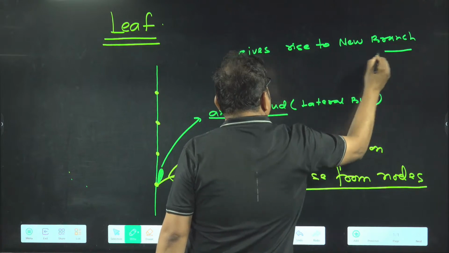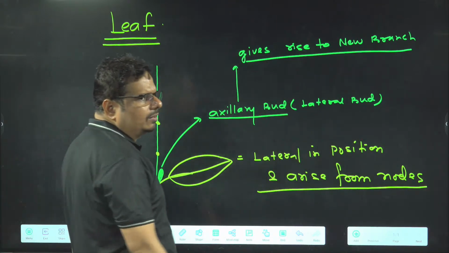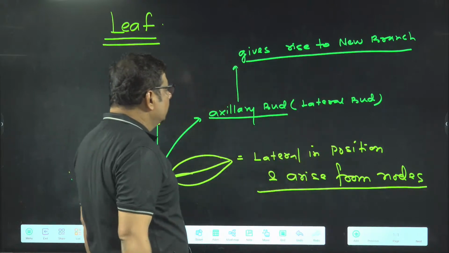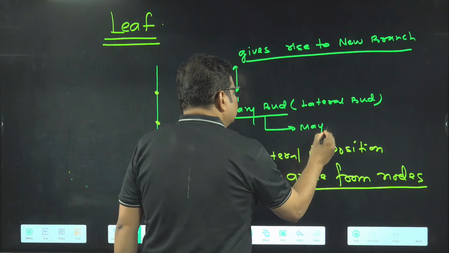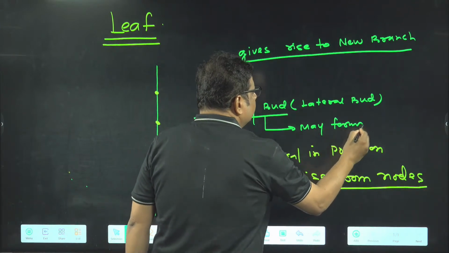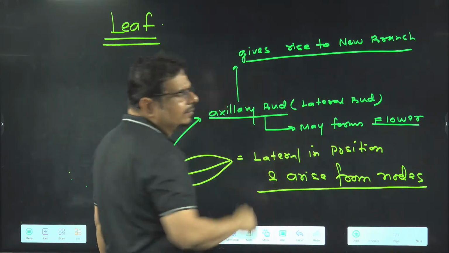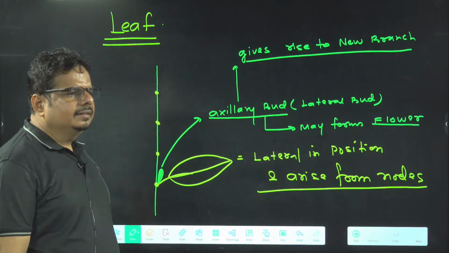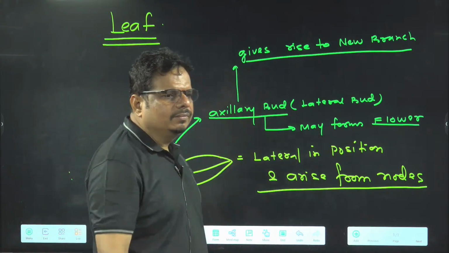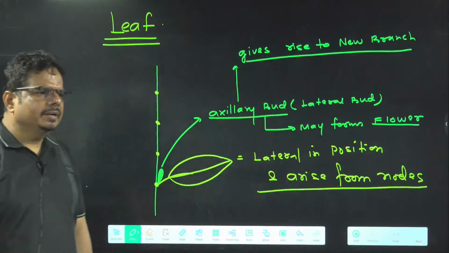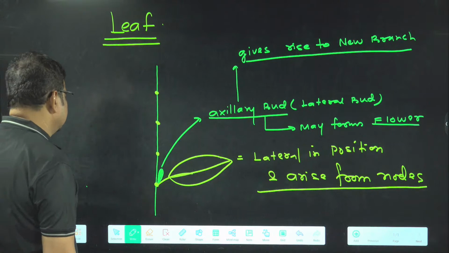So what is the future of axillary bud? Future of axillary bud is either formation of a new branch or these axillary buds may form flower. It depends upon the genetic information present. Either axillary bud forms a new branch or it converts into a flower. Is it clear? Able to understand or not?